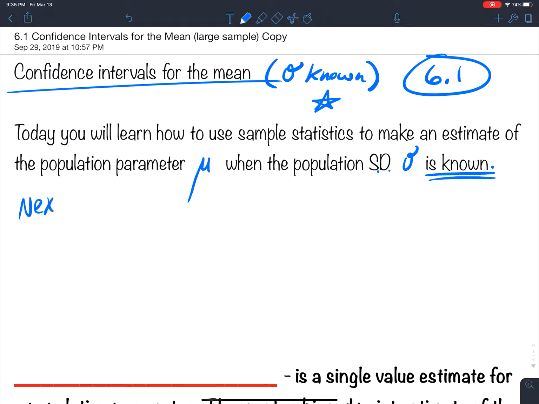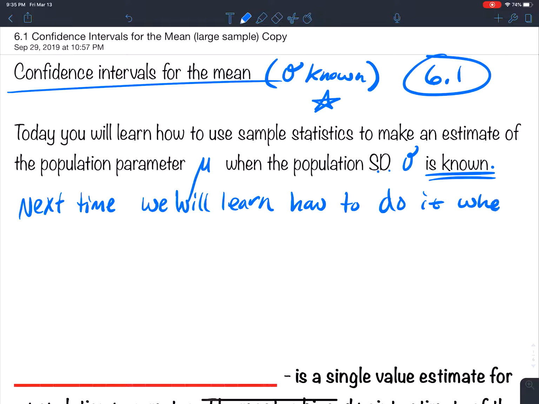Next time, we will learn how to do it when sigma is unknown. Dun dun dun. All right.